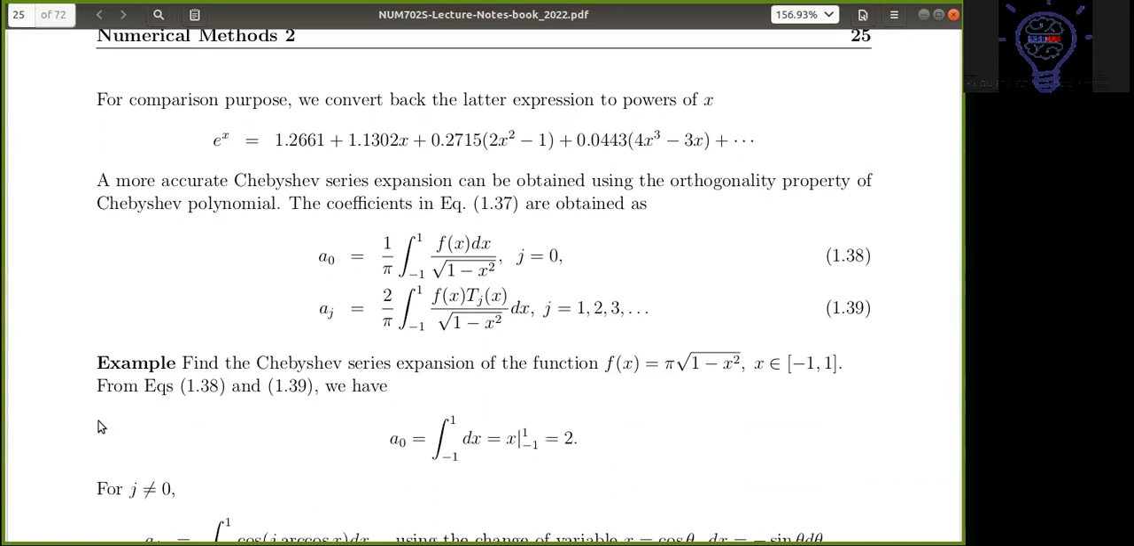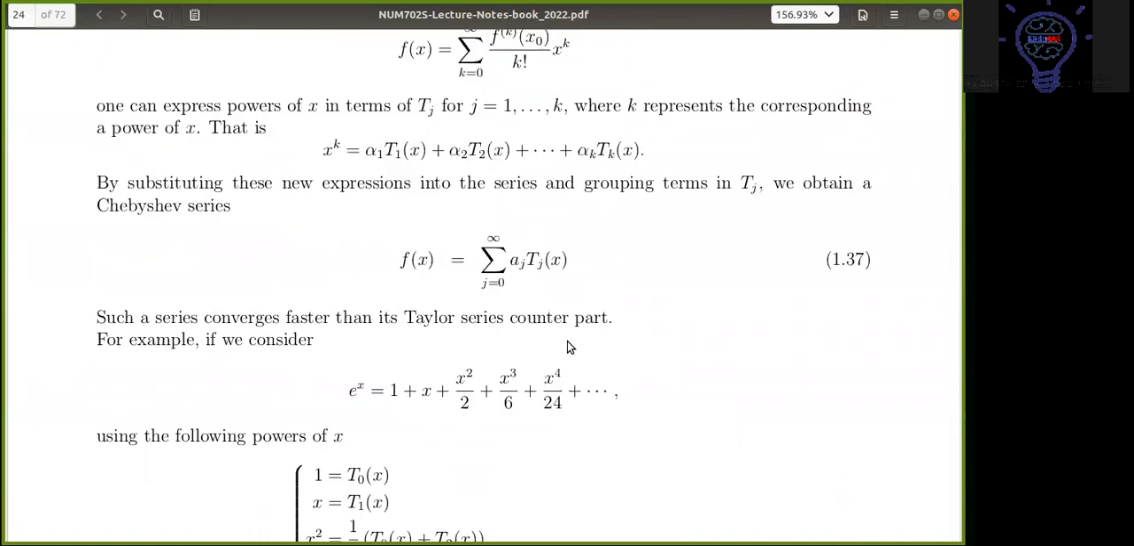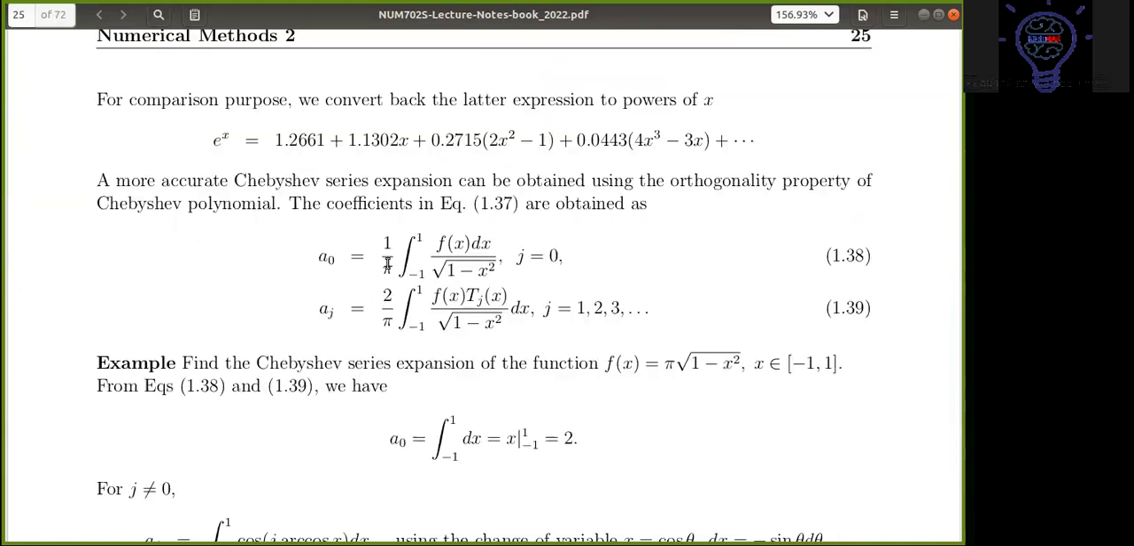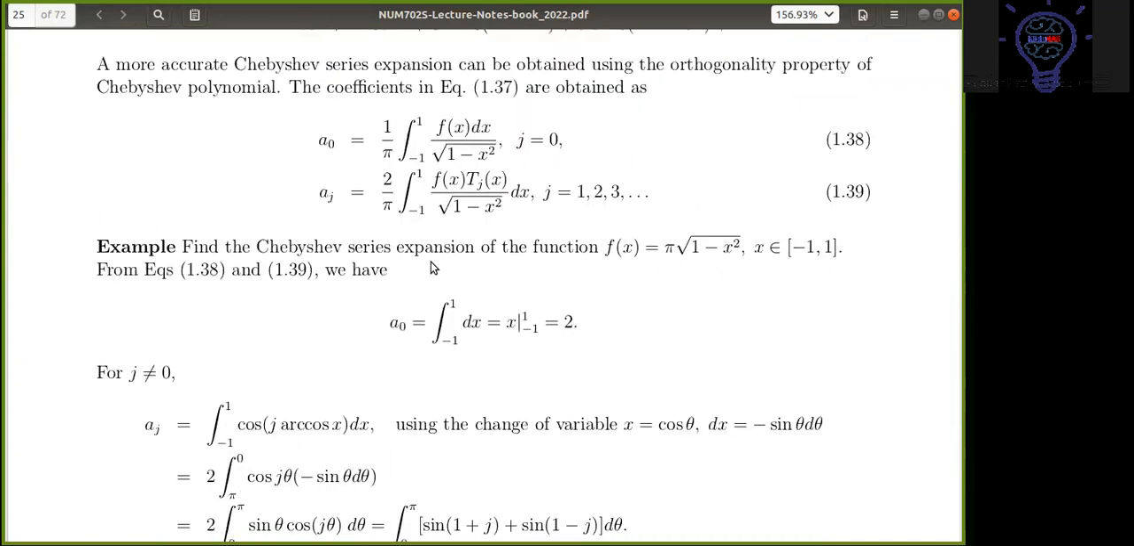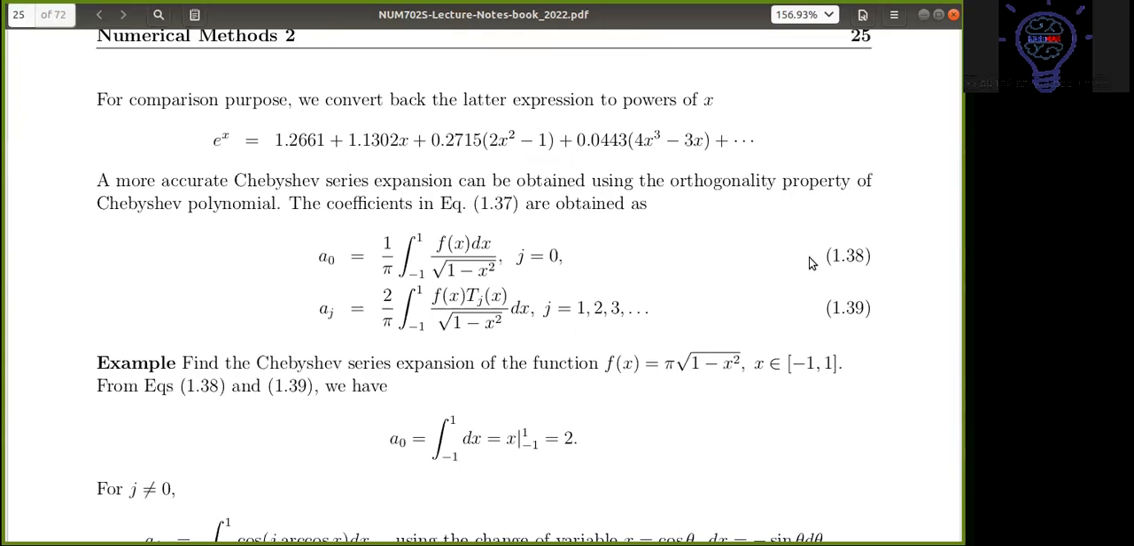As an application, let's say we want to find the Chebyshev series expansion of the function f of x equal to pi square root of 1 minus x squared for x in the interval negative 1, 1. We know already that the expansion of our function f of x will be of the form given by equation 1.37, this one. So the only thing we need to determine are the coefficients a_j. We can compute a0, a1 up to a infinity using these two expressions. So we use equation 1.3a to compute a0.